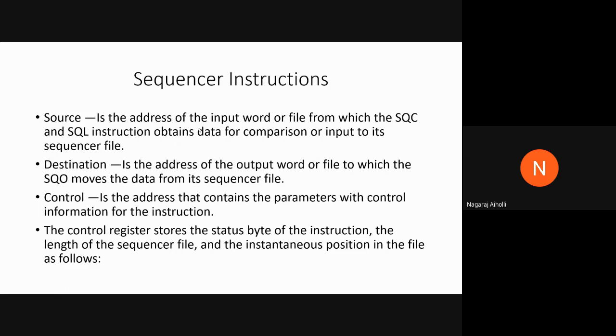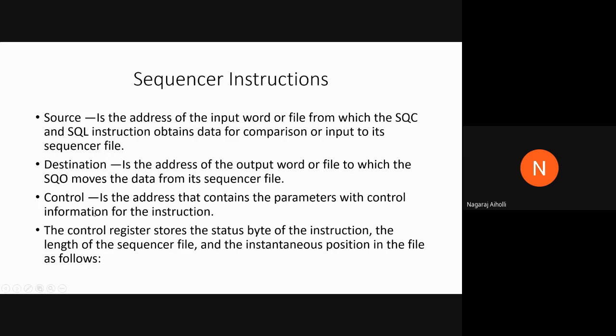Destination is the address of the output word or file to which the SQO, the sequence output instruction, moves the data from its sequencer file. So there are two operations here. One operation is moving the data from the source into the sequence file. This is called loading. Then another operation is moving the data from the sequence file to the destination. This is unloading. So there are two operations: one is moving the data from the source file into the sequence file, then moving the data from the sequence file into the output file.